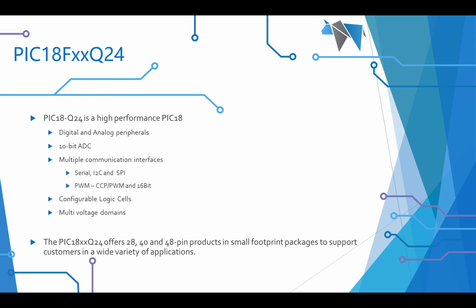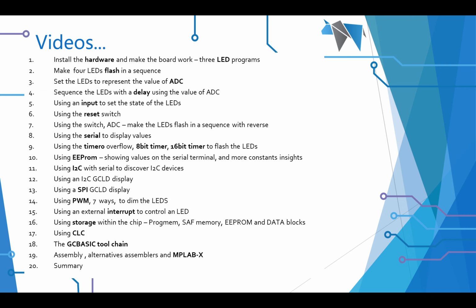So Q24 is now supported by GCBASIC. It's got 10 bit ADC, I2C, SPI, serial, PWM, 8 CLC, multiple voltage domains, lots of different formats, but it works great. So what have we seen in these videos?